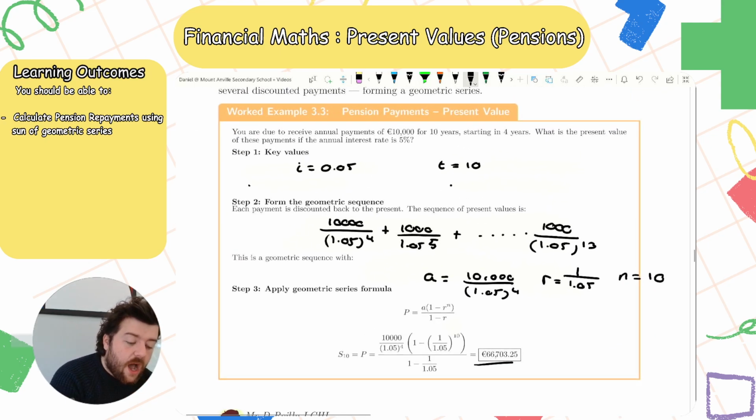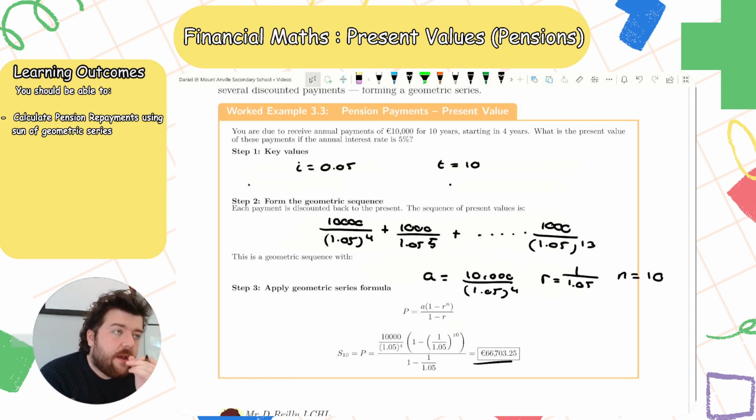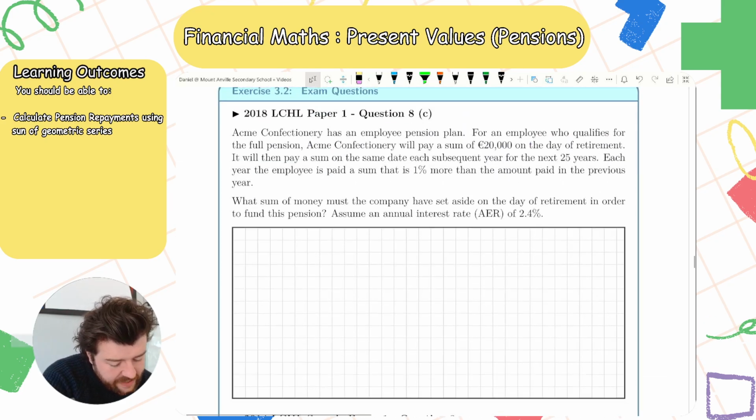So my pension right now is worth 66,703.6,730. That's how much I need to have in my pension in order to then get 10,000 a year for 10 years, starting in 4 years. And let's look at one exam question here.